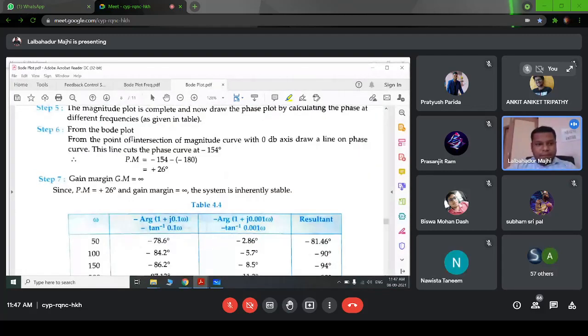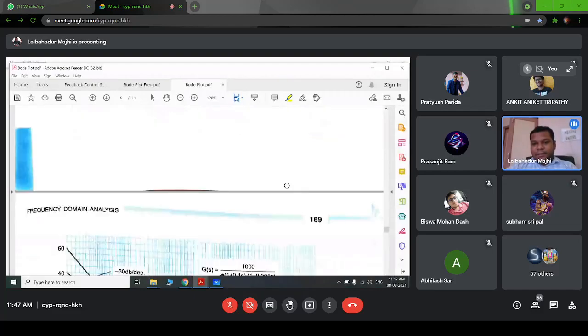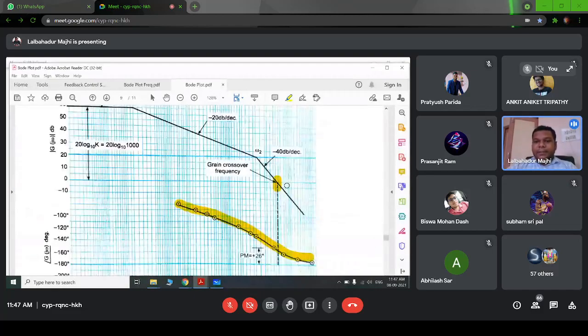Okay, the gain crossover frequency will be around this 1200 radian per second, and the phase crossover frequency will be infinite. So we can see here the phase crossover frequency is greater than the gain crossover frequency. So we can say our system is stable.